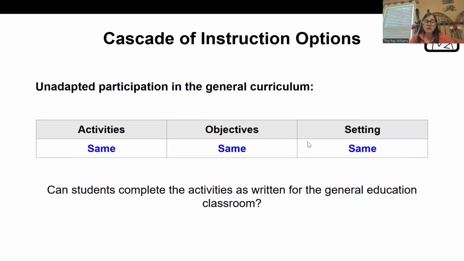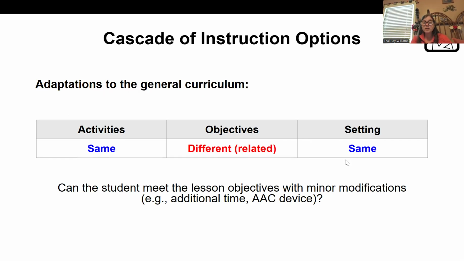And so when you're making a determination if this is the instructional option for your students, one of the things you want to consider is, can the students complete the activity as written for the general education classroom? Because remember, this is unadapted participation. The next option is called adaptations to the general curriculum. And this is where the activity is the same, the objectives are related, and the setting is the same.